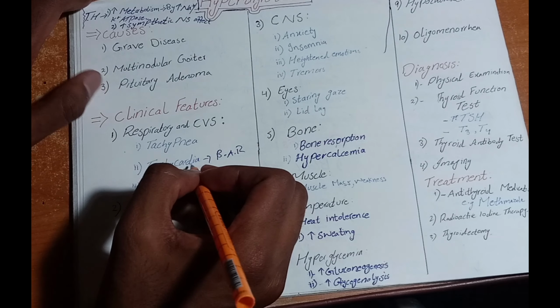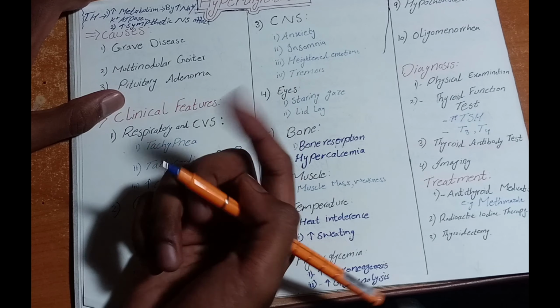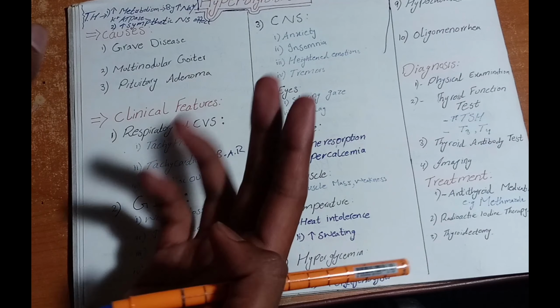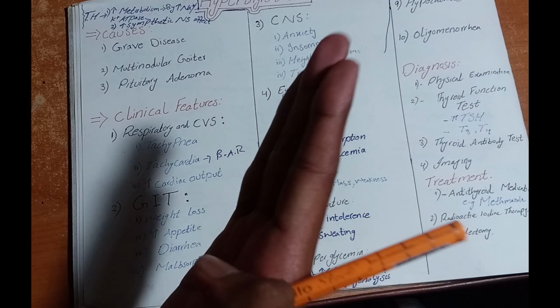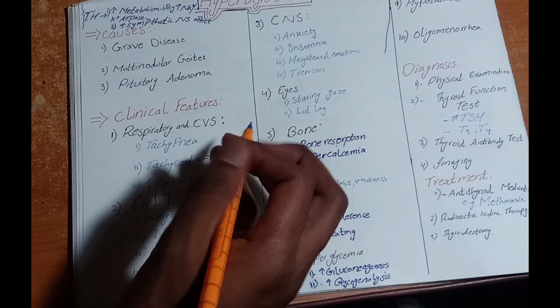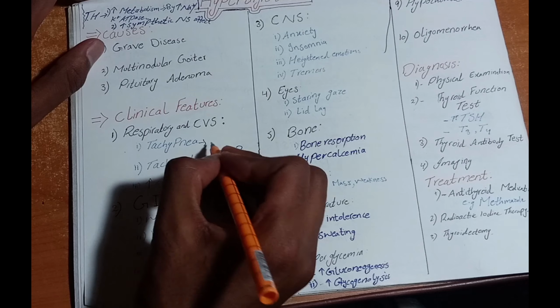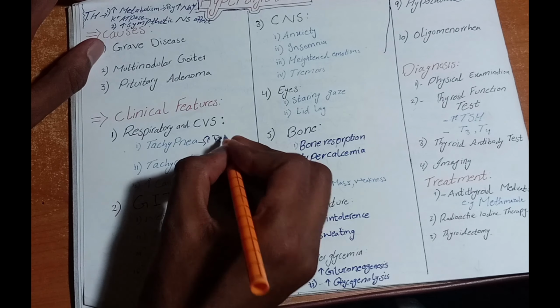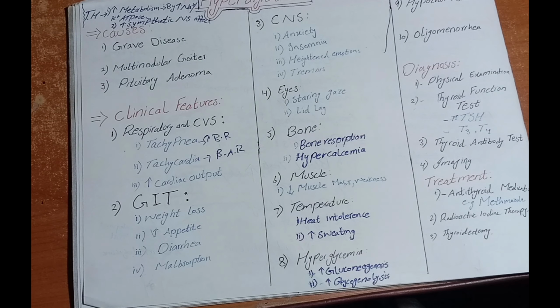Okay, this is the effect on the heart. Then with increased heart rate, increased cardiac output and increased metabolism of the body, there will be increased demand for oxygen. When oxygen demand increases, there will be an increased breathing rate, which we call tachypnea. Okay, these effects occur on the respiratory and cardiovascular system.